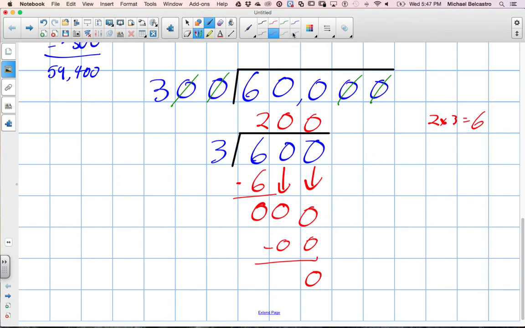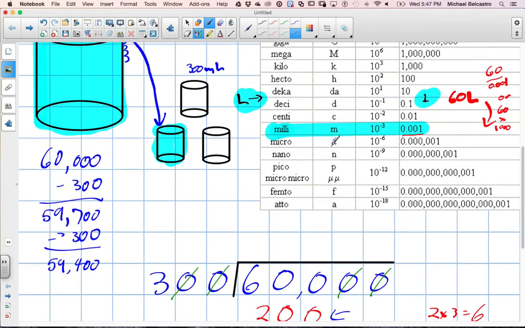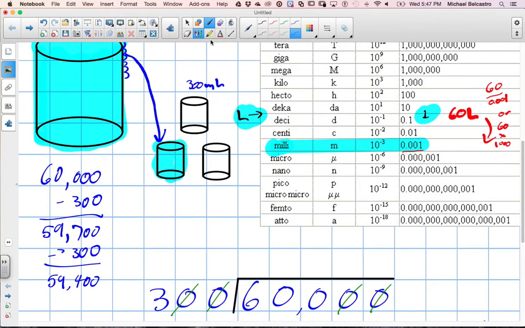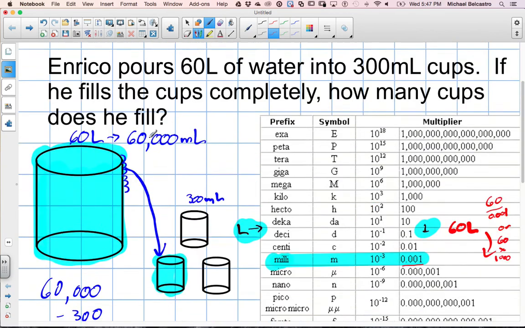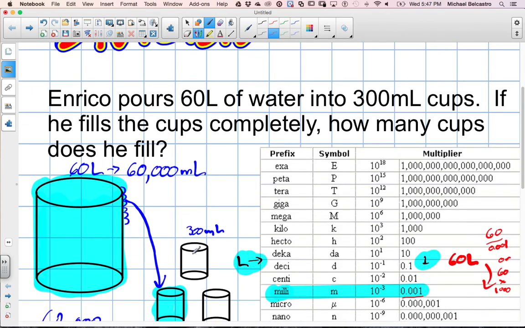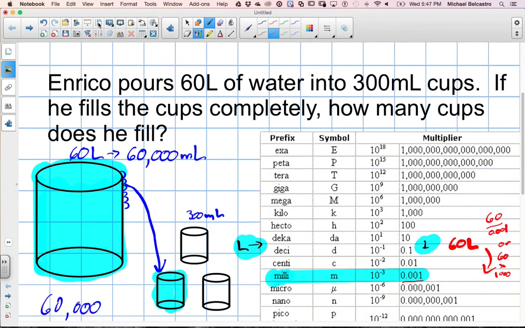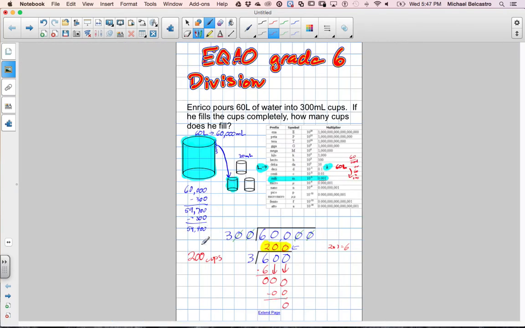So it looks like, for our answer, how many cups are we going to fill? 200 cups. We're going to fill 200 cups if there is 60 liters in this large jug, and each cup holds 300 milliliters. That's a lot of cups. Imagine if we subtracted 200 times. This video would be like 2 hours long if we were to do it. Much faster if we use the division.